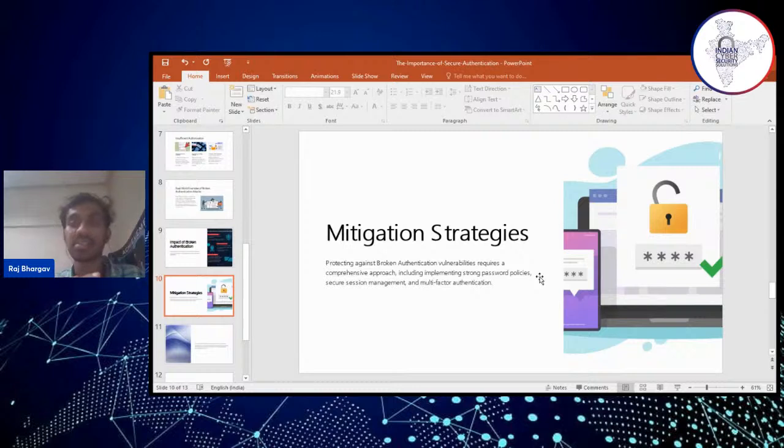So, mitigation strategies: how can we mitigate this broken authentication? Using strong password policies, we can mitigate it, and also improper session management, multi-factor authentication, 2FA. Nowadays we can use Google Authenticator and 2FA, two-factor authentication, to generate random codes that we give to users so that they can freely access their website and their information.